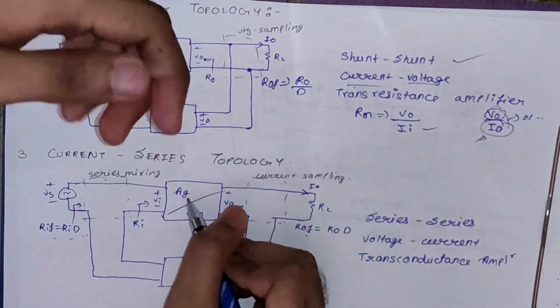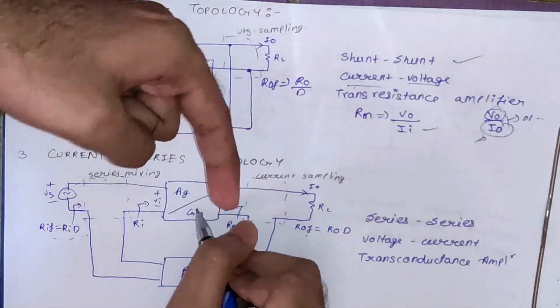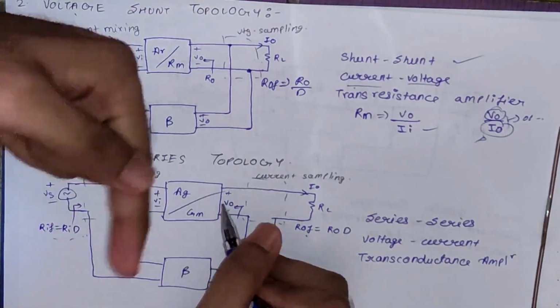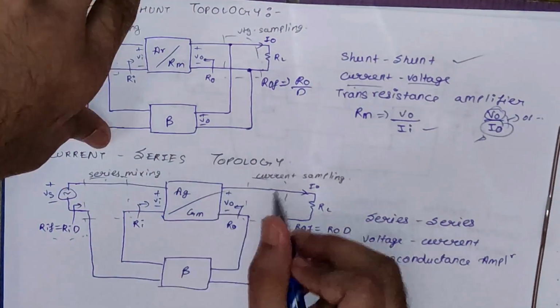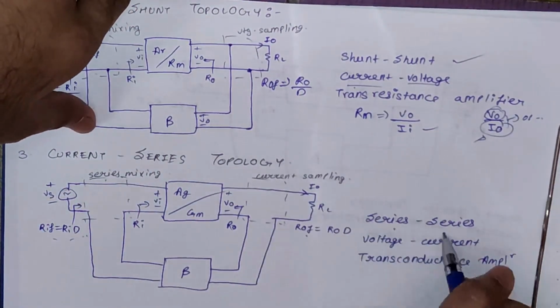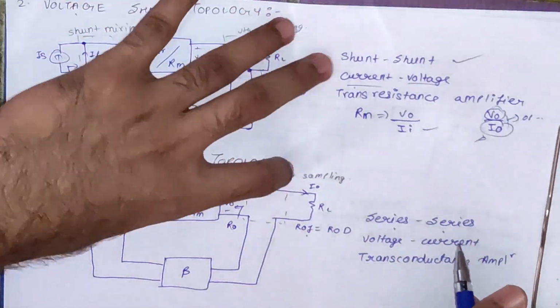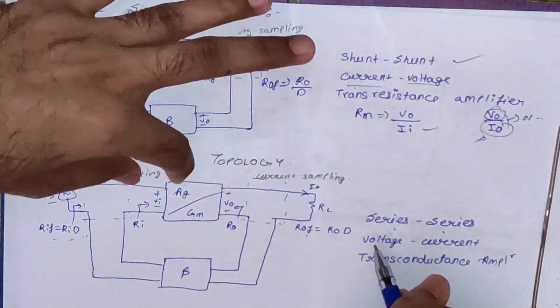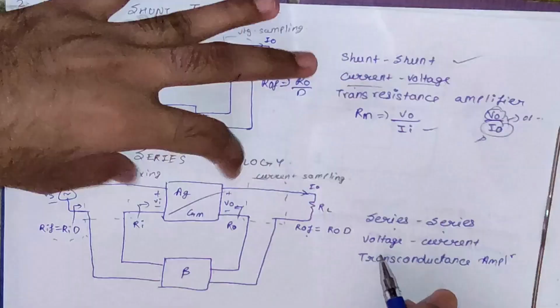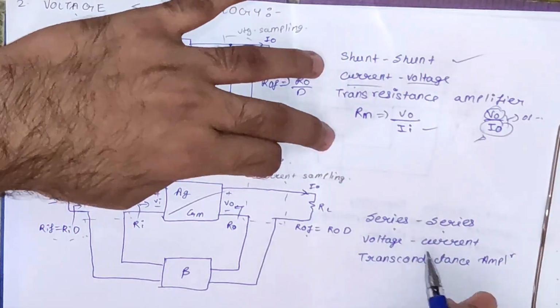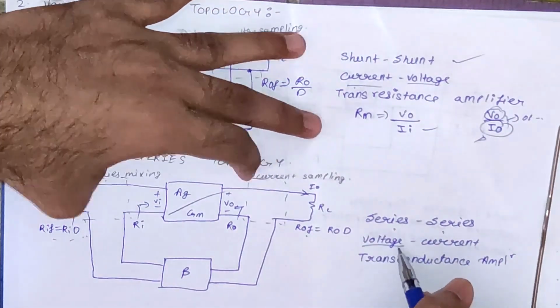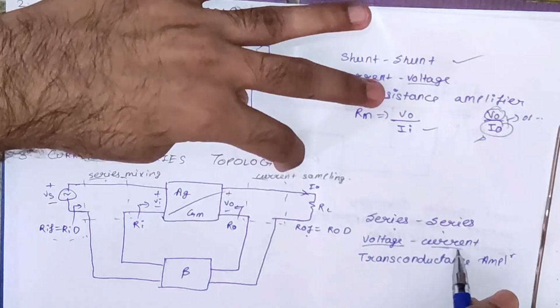And the open loop gain can be written as AG, and GM, basically transconductance. So this is the notation of transconductance here. Another name of this topology will be series, because we have series mixing here and series sampling here. It can also be said as voltage-current, because we can say series mixing is voltage mixing and the output is current sampling. So this is your input voltage mixing and output current sampling.